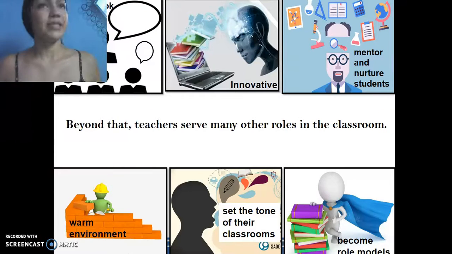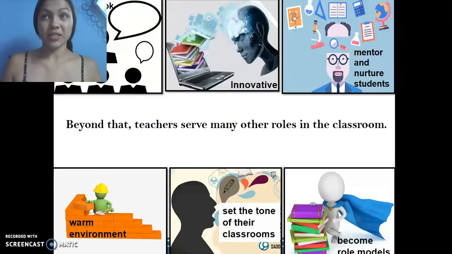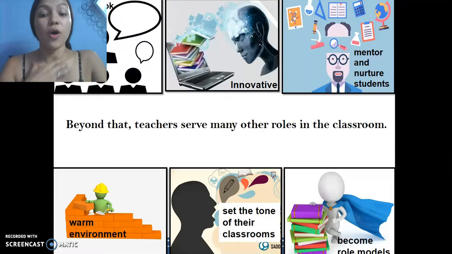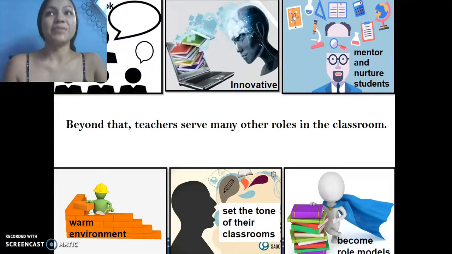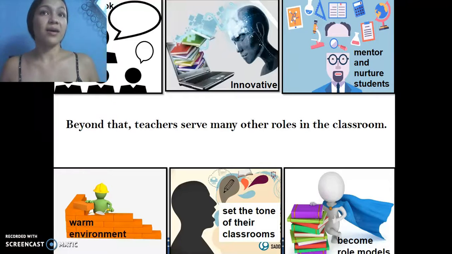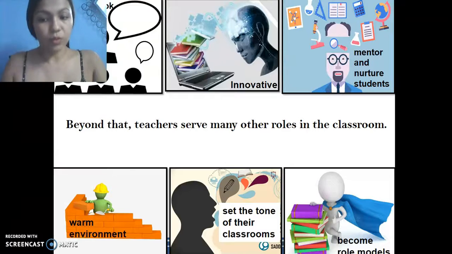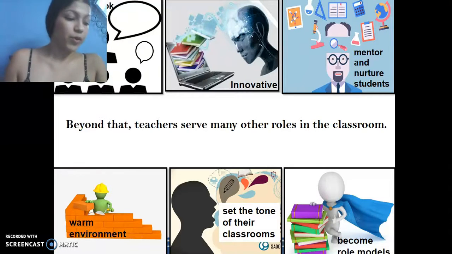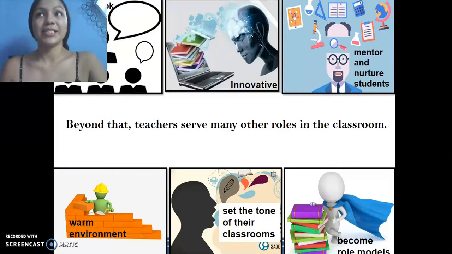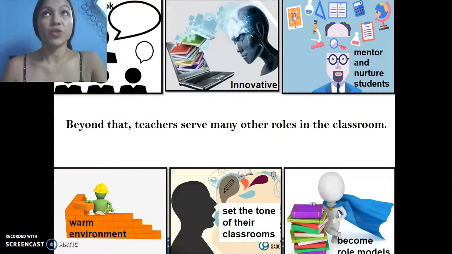Maybe some teachers couldn't take control of the voice. It's important, because with the tone of the voice, the teacher can say different things. For example, for the rules, or when the teacher gives an instruction, it's important to take control of the tone. And become role models. The teacher is a model. Maybe if you are a good teacher, the students want to be like you.